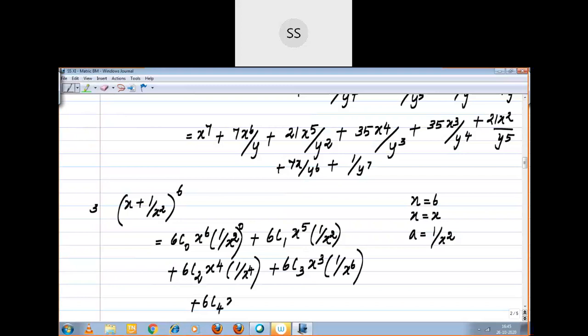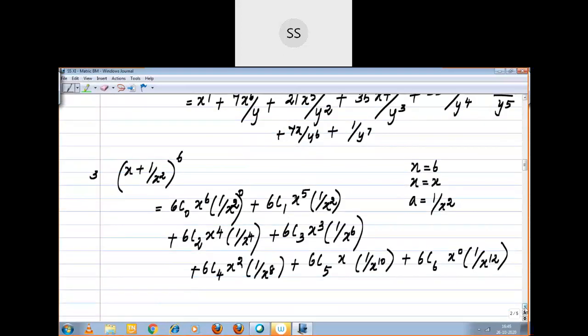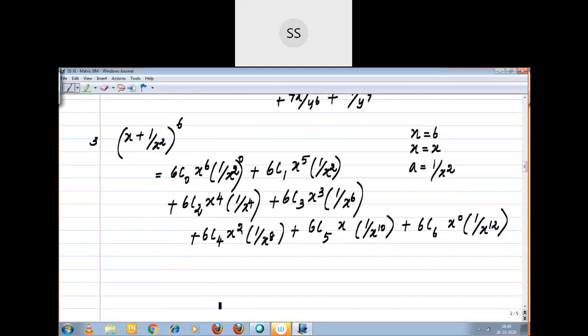Here it becomes x power 6 plus 6c4 x square into 1 by x power 8, because 1 by x square the whole power 4, plus 6c5 x into 1 by x power 10 plus 6c6 x power 0 into 1 by x power 12. That is the meaning of x square the whole power 6, right? Now, you know 6c0 value is 1. Anything raised to 0, that value is also 1.